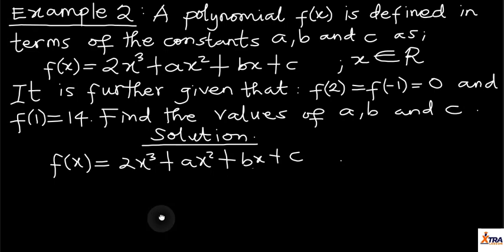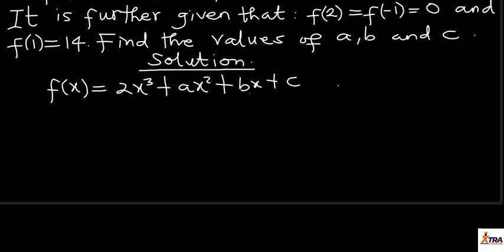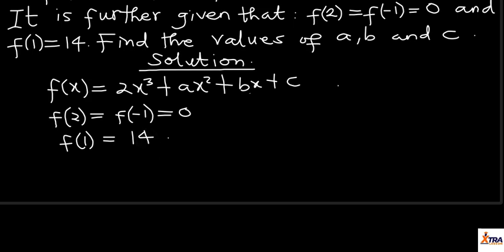We have also been given that f of 2 equals f of minus 1 equals 0. And we're also told that f of 1 is 14. So these are the two other pieces of information we're given. In order to relate with this, from our idea of basic functions, we remember that when we have f of 2, where we are given a particular function f of x, we are supposed to substitute our value of 2 into the function, and then simplify the function.